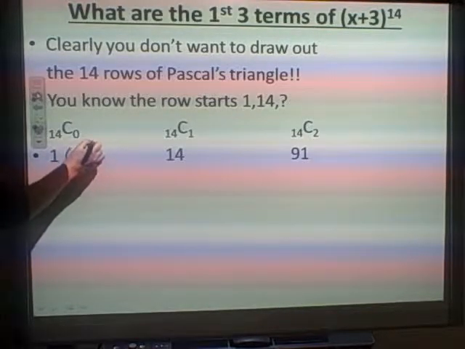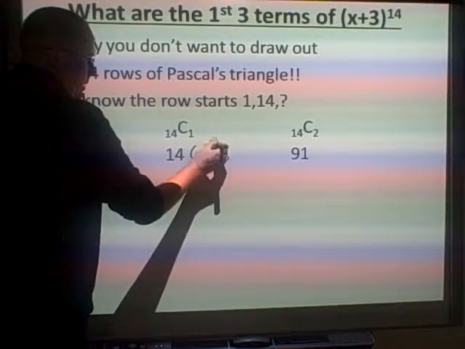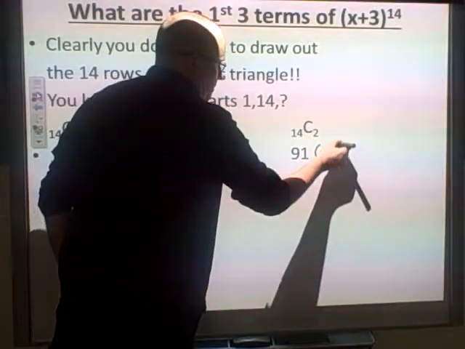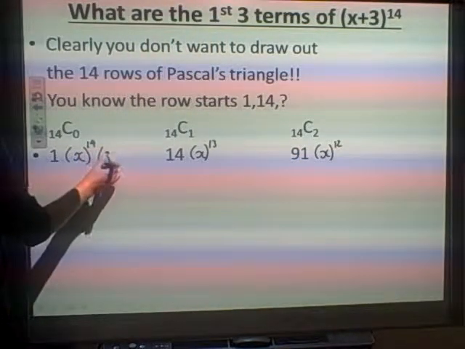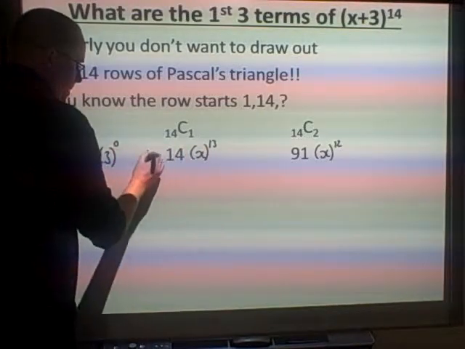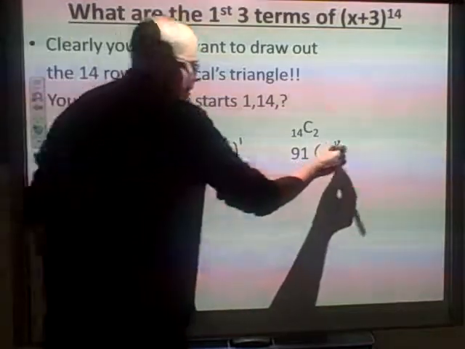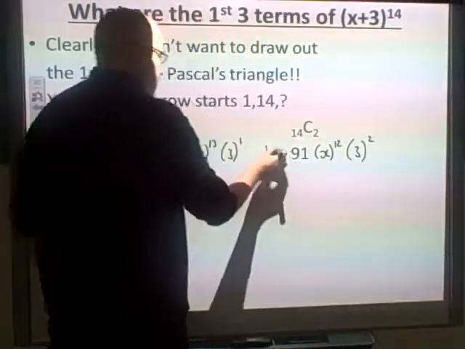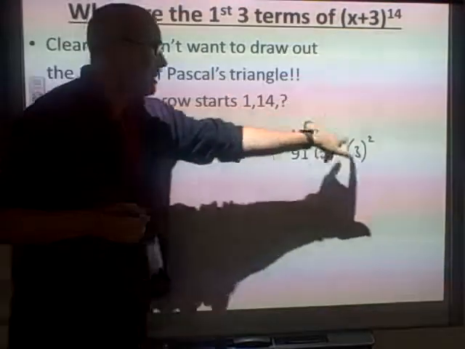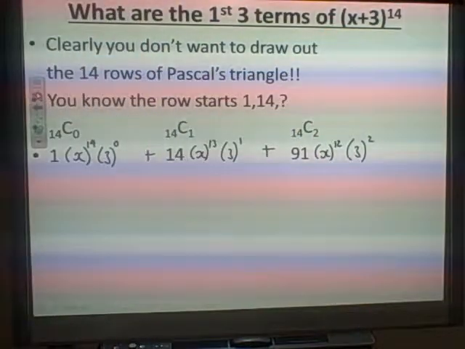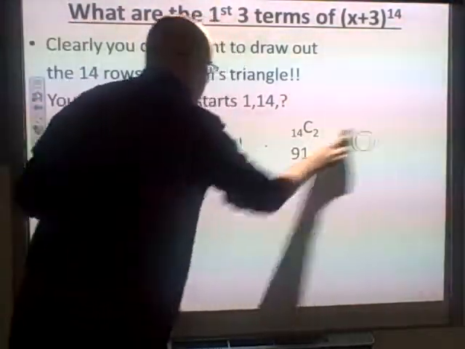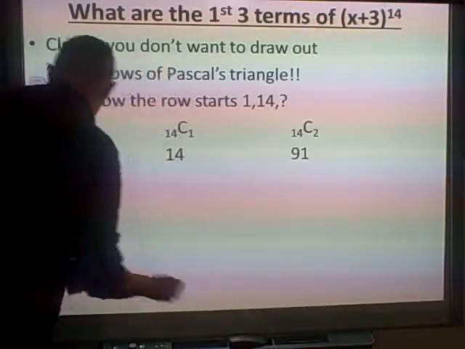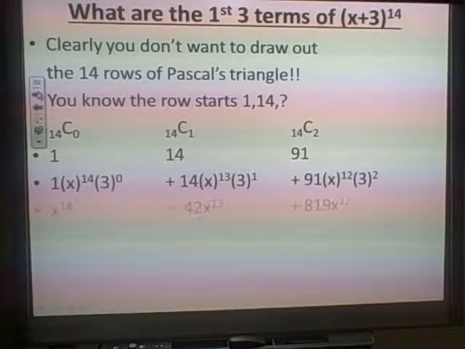So x to the power of 14, x to the power of 13, x to the power of 12, just decreases the powers. And the other way around for the second term, so 3 to the power of 0, 3 to the power of 1, and 3 to the power of 2. And once again, notice these two powers in each case add up to 14, which it is in the original question. Then we can start to evaluate all these, and I actually have this already calculated, so let me get rid of this, and then we can see. And just check that you agree with that answer.